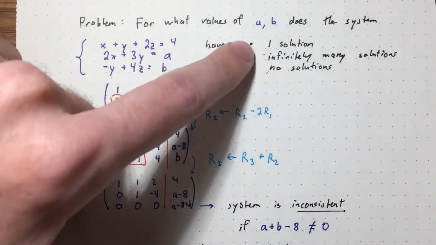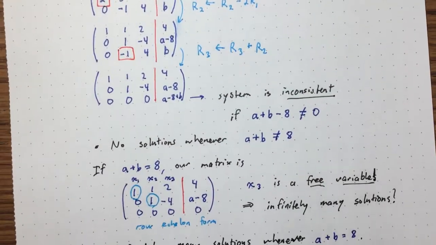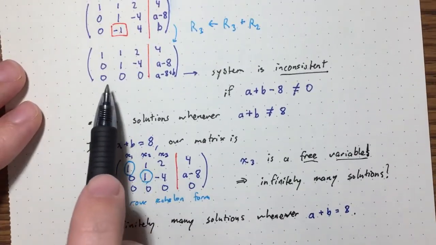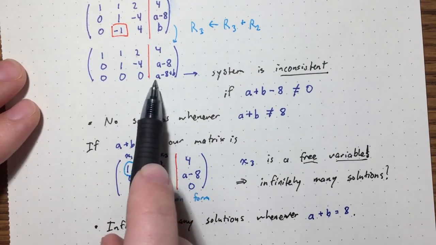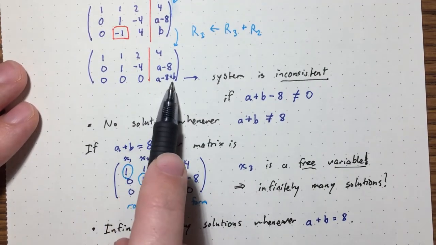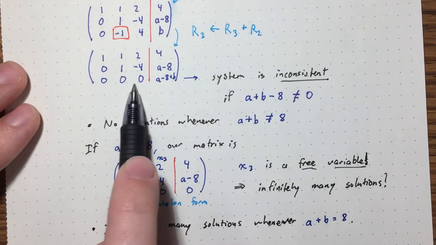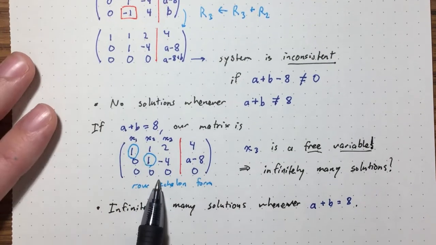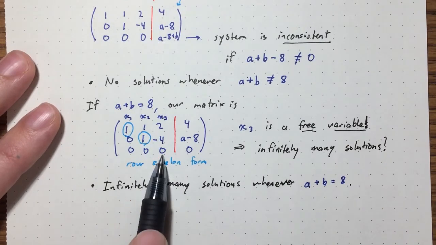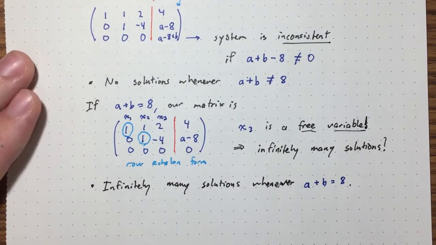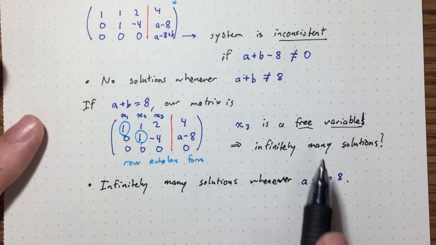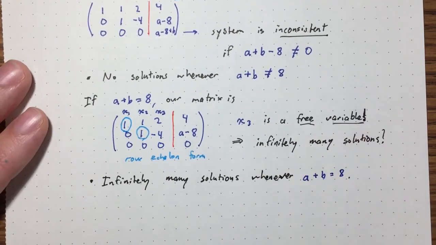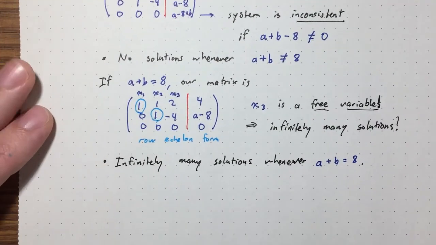Can we ever get one solution? Well, no, because we've exhausted all the possibilities. We got a row of all zeros here except for this last entry. If this entry is non-zero, then the system is inconsistent. But if this entry is 0, then we get a column that doesn't have a pivot. And so we have a free variable. So free variables are associated with infinitely many solutions.